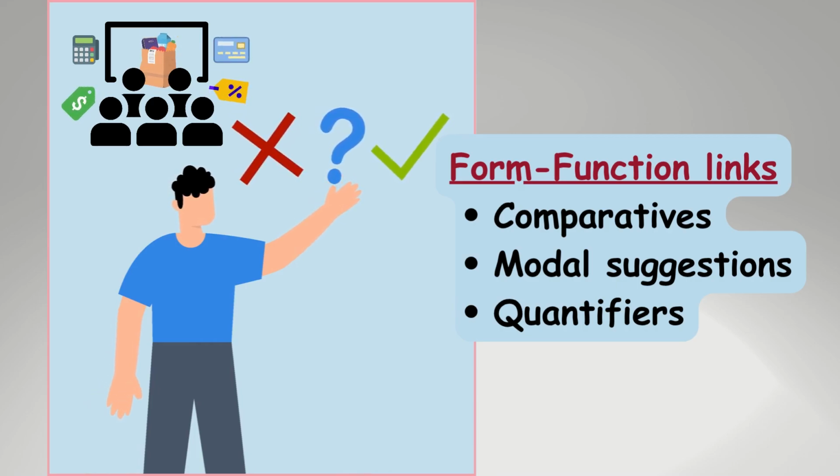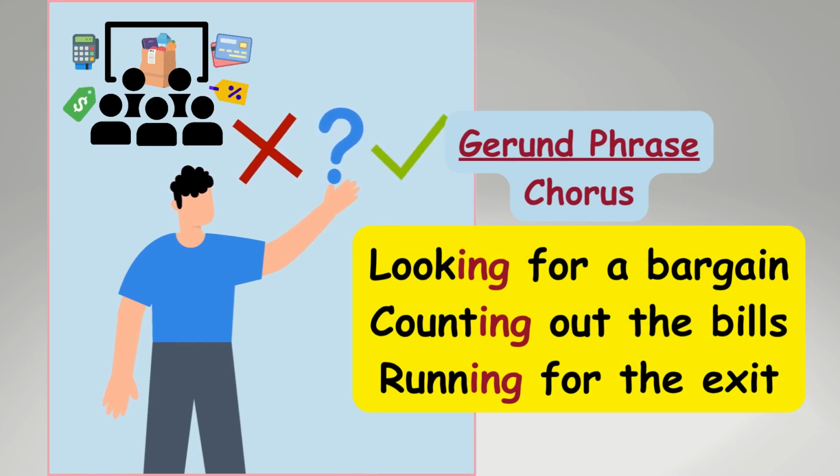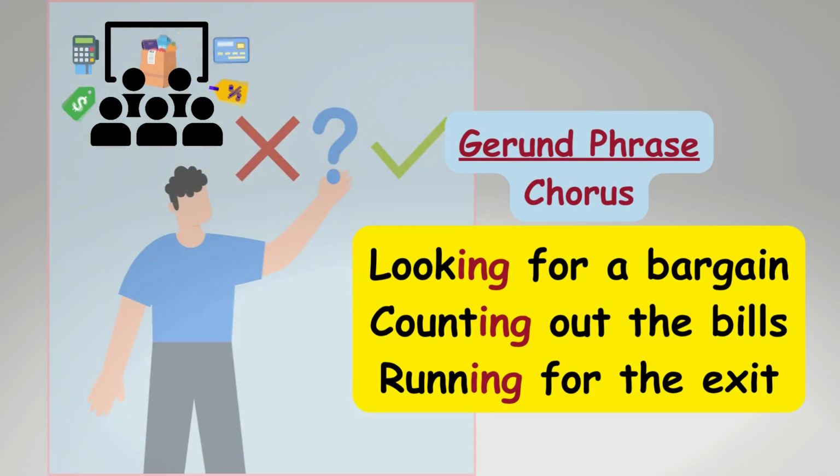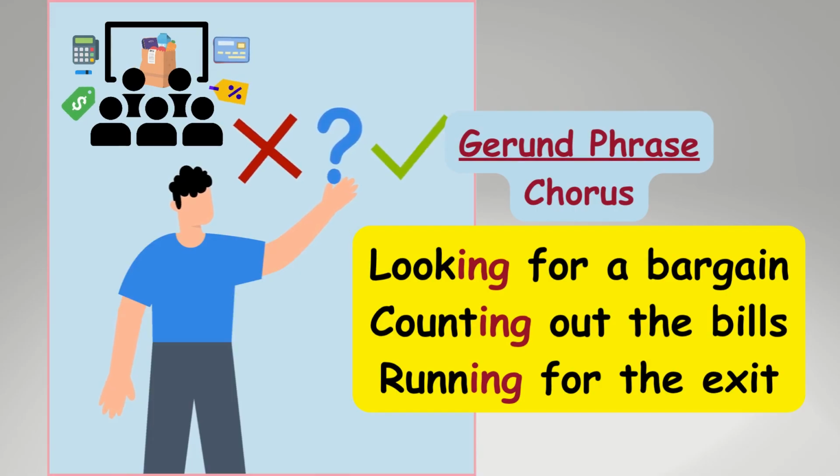Then return to the chorus one more time. Use this as a model sentence for the gerund phrase as a communicative act. An example of a gerund phrase from the chorus is looking for a bargain. Ask your students, what grammatical structure is that? What does it tell us about what the person is doing right now? This is form in service of function, not the other way round.